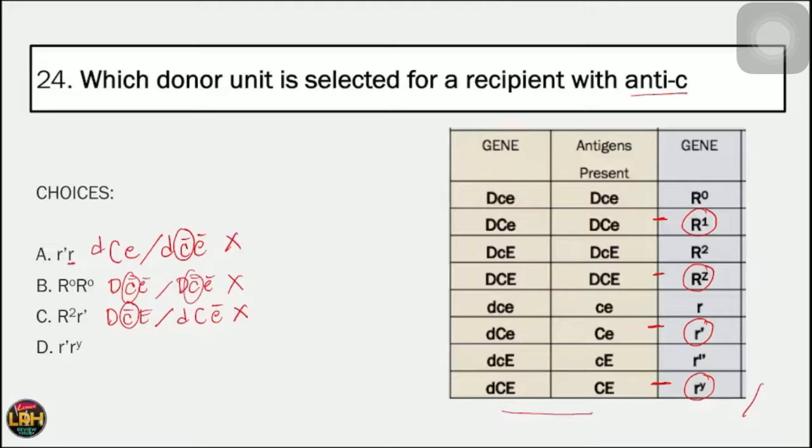The last choice would be R1 apostrophe and RY. So, let's see if this is really possible. This codes for DCE with the big C, and your RY codes for small d, big C, and small e. So, okay tayo since it does not contain or will not introduce the C antigen to the recipient containing anti-C.